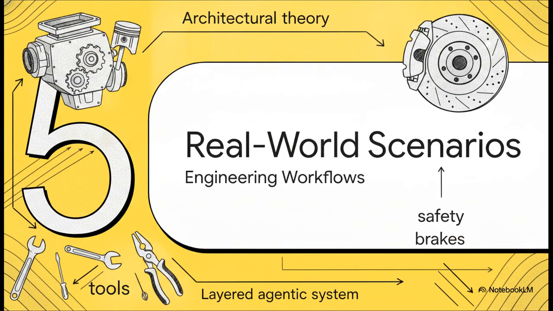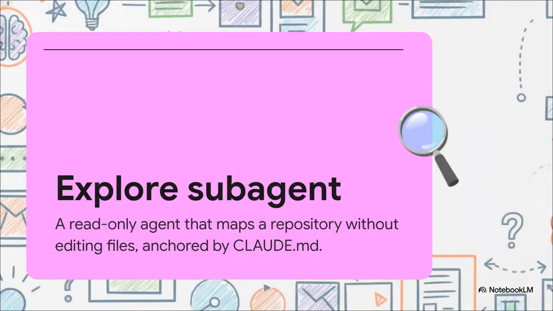Which brings us to our final part, Section 5, Real-World Engineering Scenarios. All right, so we've got the engine, we've got the tools, and we've firmly got the safety brakes installed. Let's take all of this high-level architectural theory and apply it to your actual day-to-day engineering workflows.